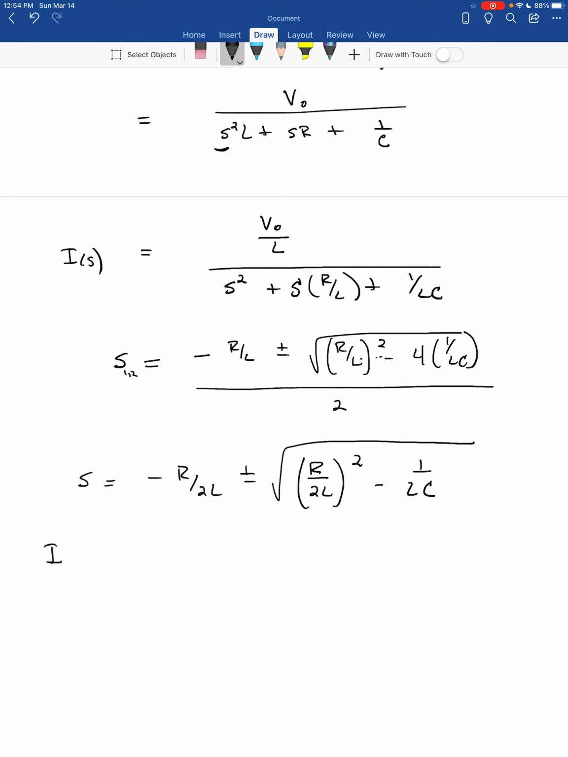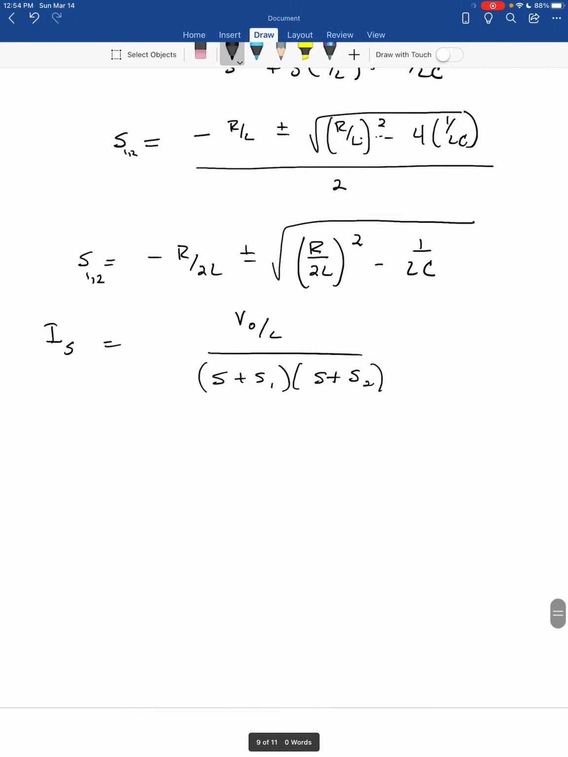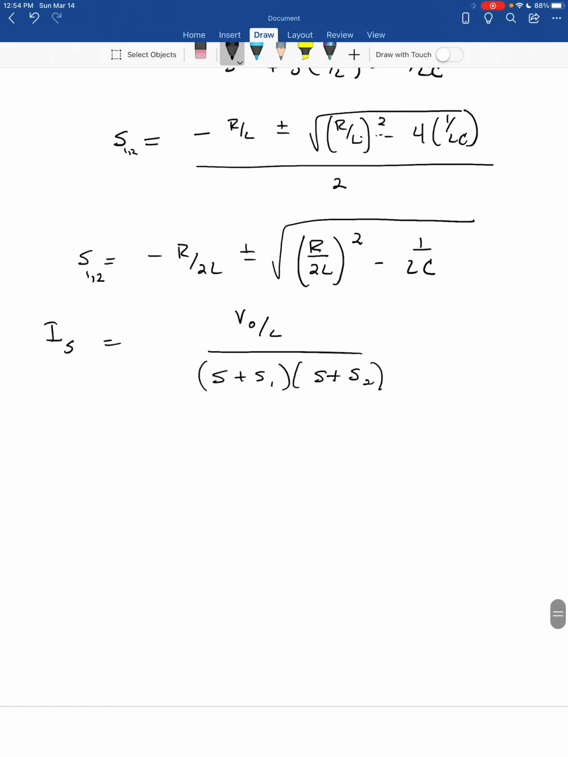Okay, so what that means is I of s, and I'm calling this s1 and 2, I of s is V naught over L over (s plus s1)(s plus s2). So what are s1 and s2? Well, they're dependent on R. s1 and 2, which are the poles, its functional form depends on R, L, and C.